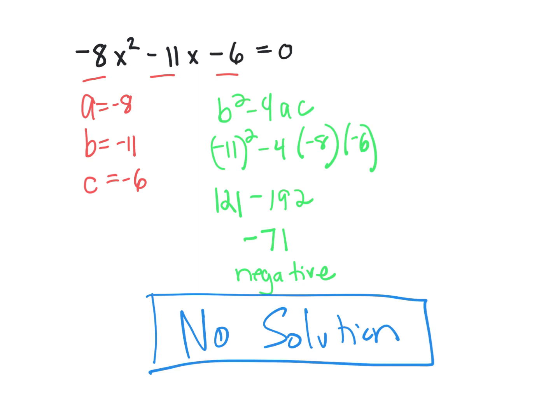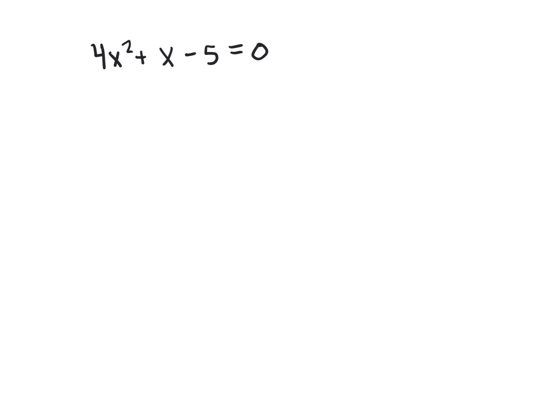Let's look at one more example. So we have 4x squared plus x minus 5 equals 0. I see that it is quadratic, and I see that it's set equal to 0. I'm ready to identify that A is 4, that B is 1, and that C is negative 5.